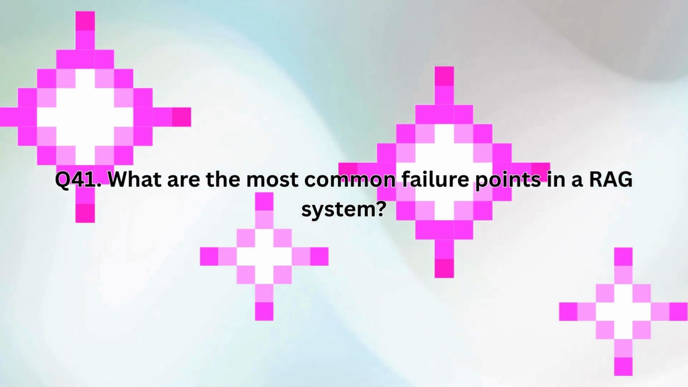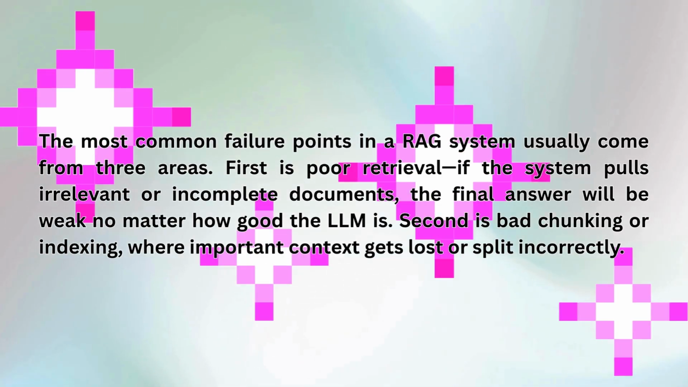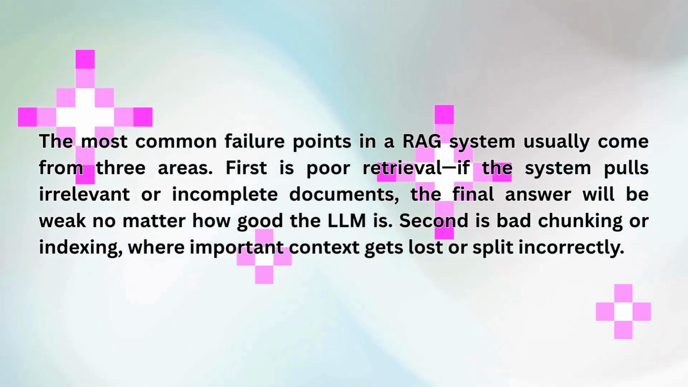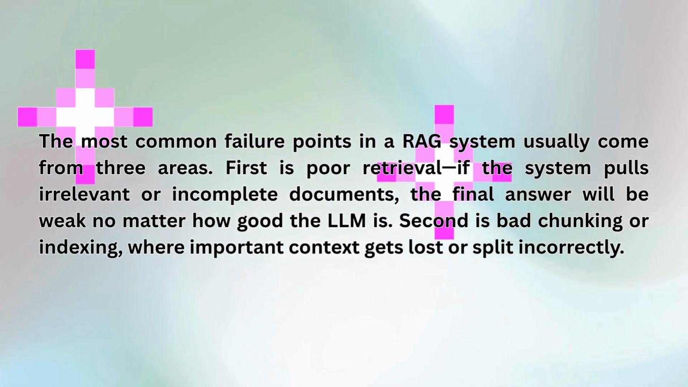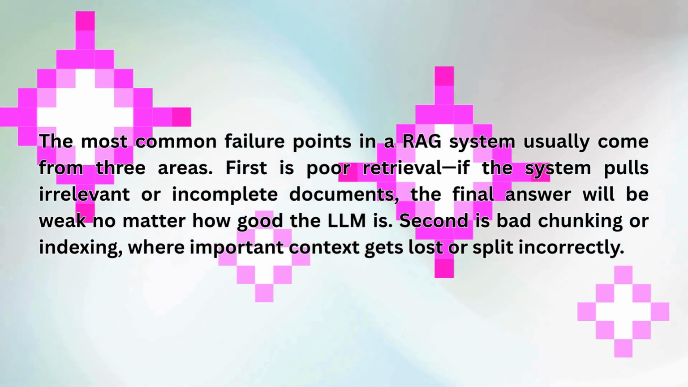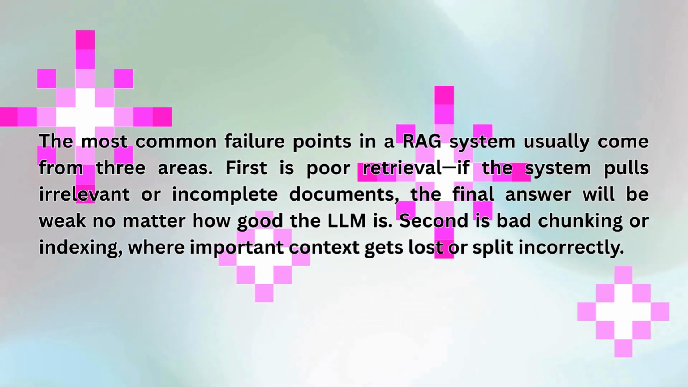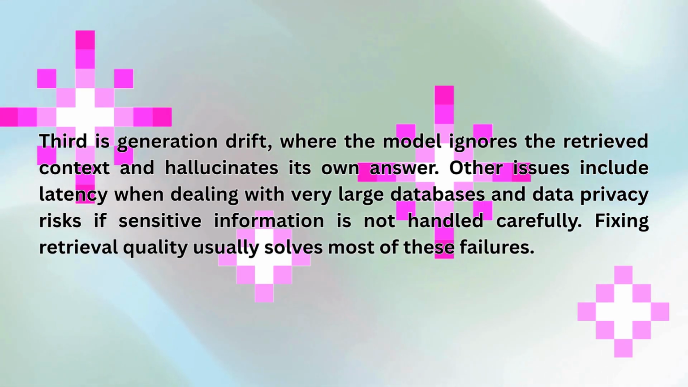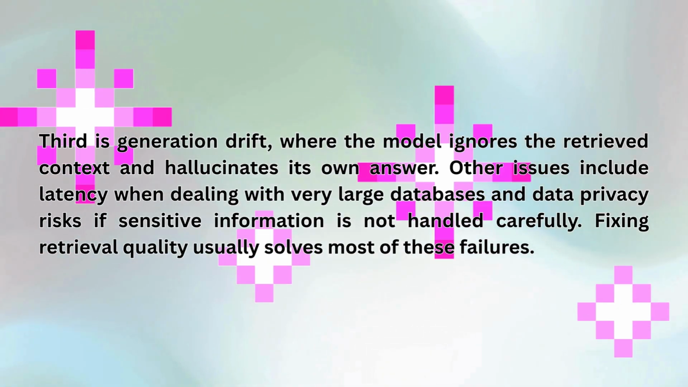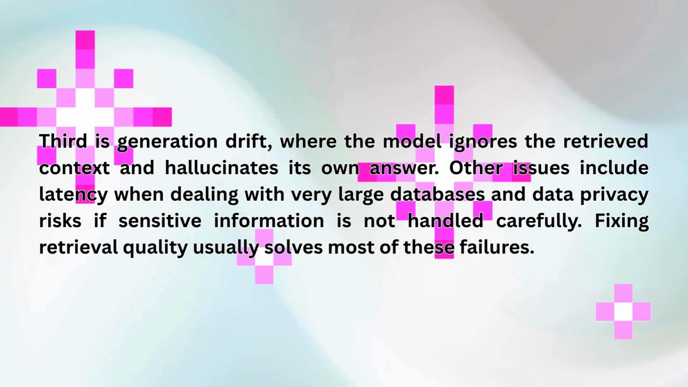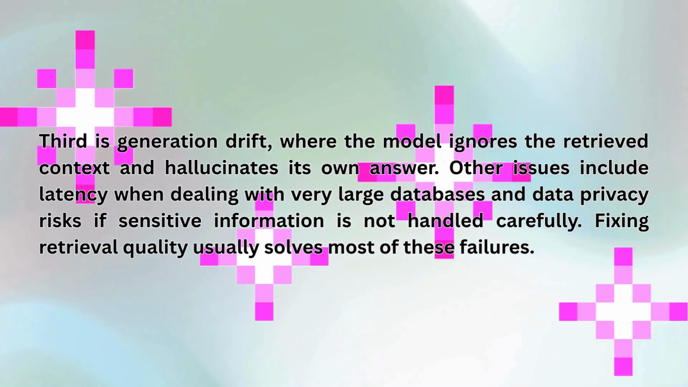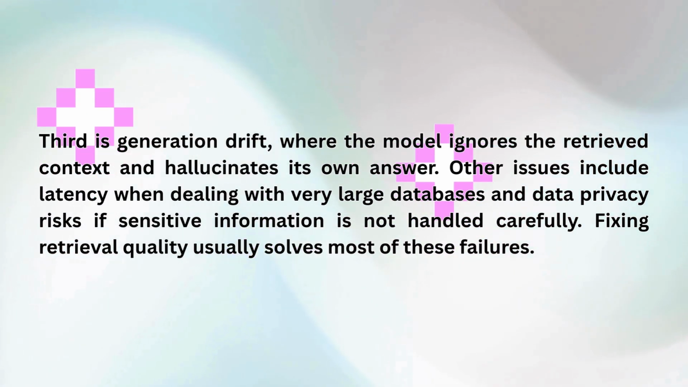What are the most common failure points in a RAG system? The most common failure points in a RAG system usually come from three areas. First is poor retrieval. If the system pulls irrelevant or incomplete documents, the final answer will be weak no matter how good the LLM is. Second is bad chunking or indexing, where important context gets lost or split incorrectly. Third is generation drift, where the model ignores the retrieved context and hallucinates its own answer. Other issues include latency when dealing with very large databases and data privacy risks if sensitive information is not handled carefully. Fixing retrieval quality usually solves most of these failures.